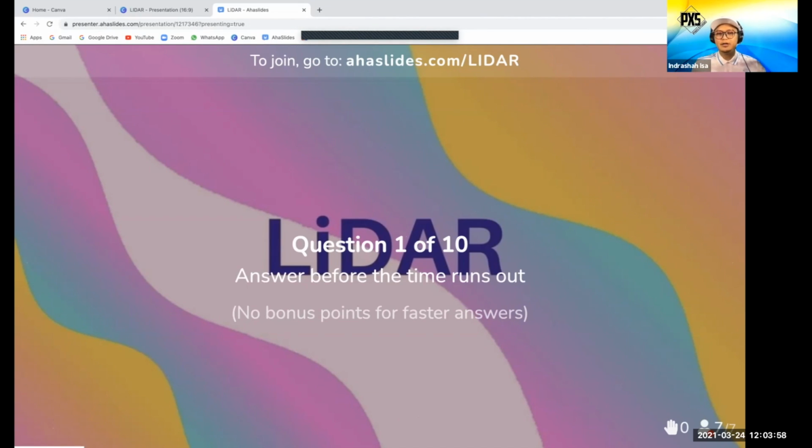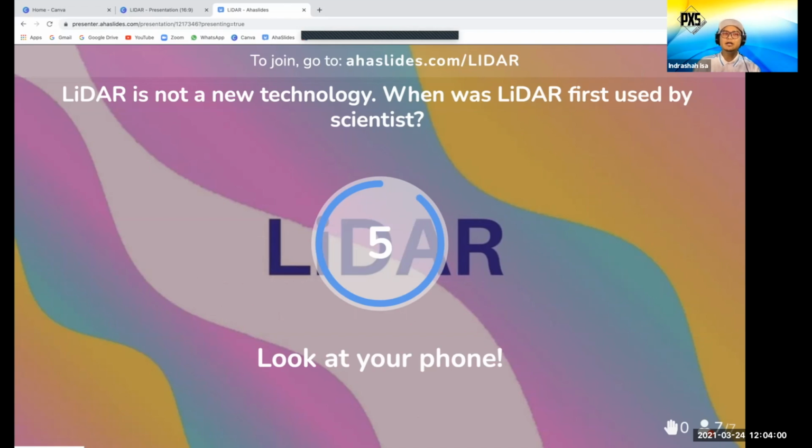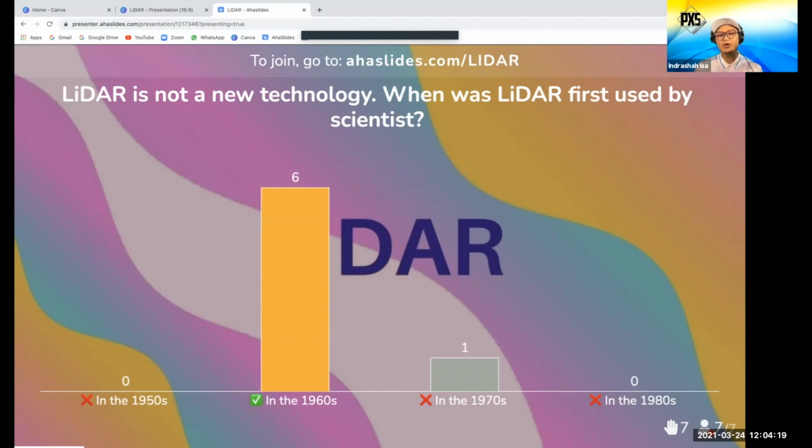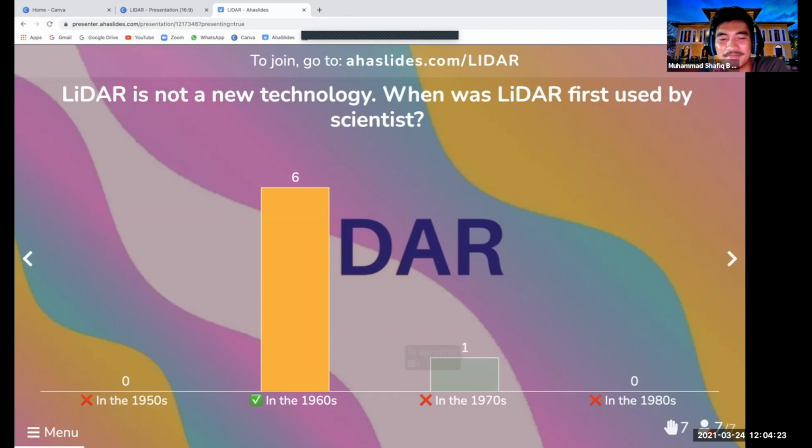Question 1 of 1. Answer before the time runs out. LiDAR is not a new technology. When was LiDAR first used by scientists? Ready? Time starts now. 20 seconds. Is it in the 50s, 60s, 70s, 80s? Or is it yesterday? Before your time, of course, before everyone's time. It's in the 1960s.